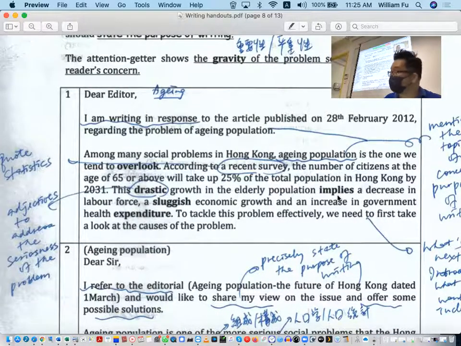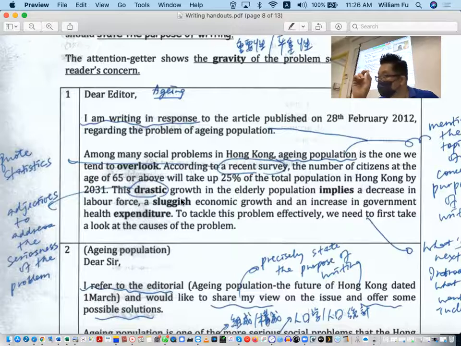Growth in the elderly population implies, it's not explicit, it's implied. Do you know the meaning of implies? 隱含. A decrease in labor force, no, fewer people working. A sluggish, what's sluggish? Yes, slow economic growth, and an increase in government health expenditure. So these are the problems associated with this aging population.